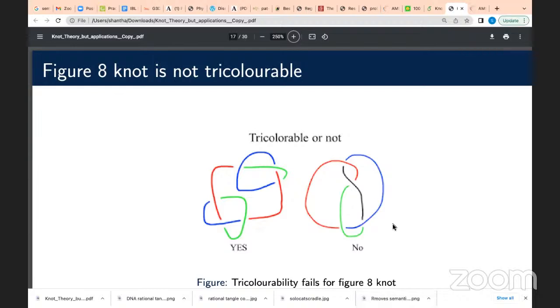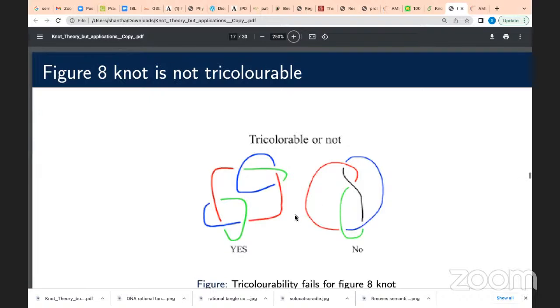Yes, Shantha, hi. I just wanted to ask that in the first diagram, what you're saying is that if there are parts to a certain loop, then those adjacent parts should not be of the same color. Am I right? Yeah, with regard to the concept of tricolorability?